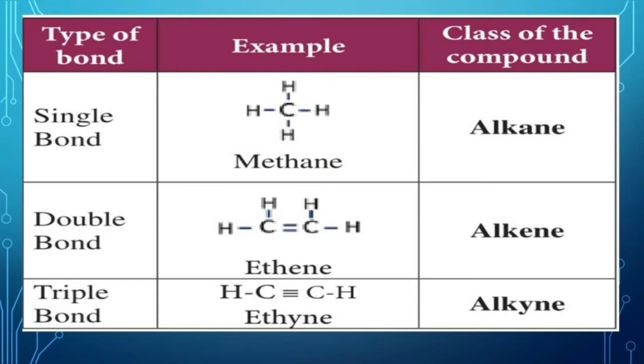Single bond: methane. Class of the compound: alkane. Double bond: ethene, alkene. Triple bond: ethyne, alkyne. When one or more hydrogen in hydrocarbons is replaced by other elements like O, N, S, halogens, etc., a variety of compounds having different functional groups are produced, and you will study about them in your higher classes.